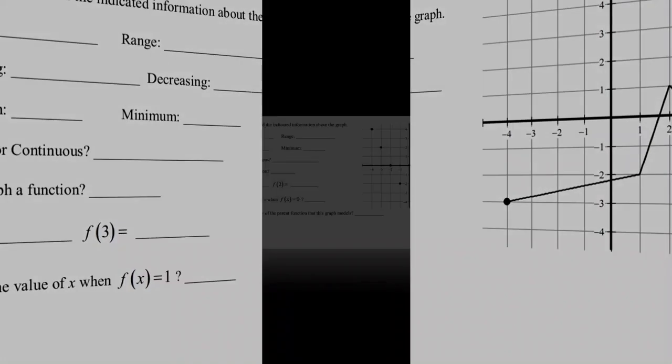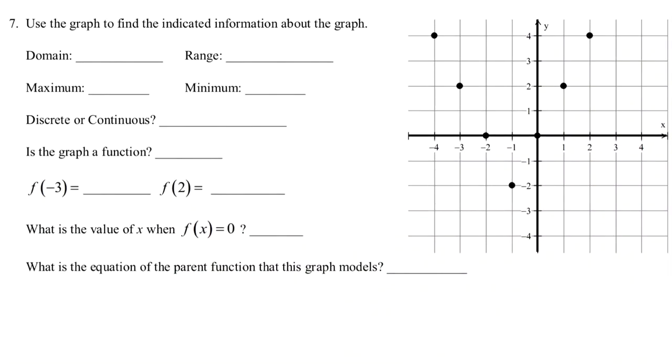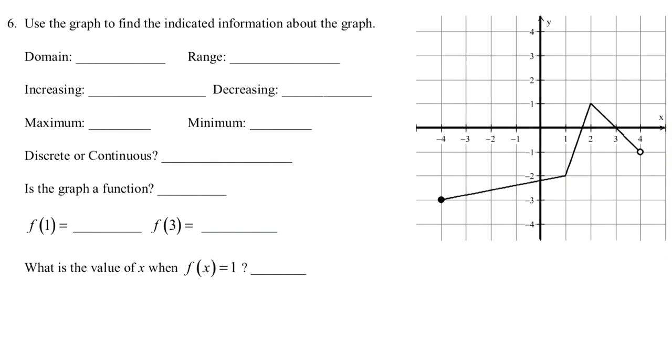All right, let's take a look at this graph real quick. This says to use the graph to find the indicated information. Domain, all right, so that's our x values, goes between -4, which is included, so it's a bracket, up to +4, has an open circle, so it's not included. Range are your y values. The lowest y value is -3, and it goes up to the highest y value of 1, which also is included.